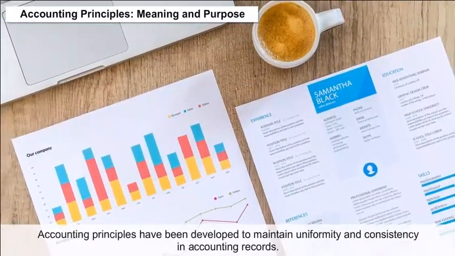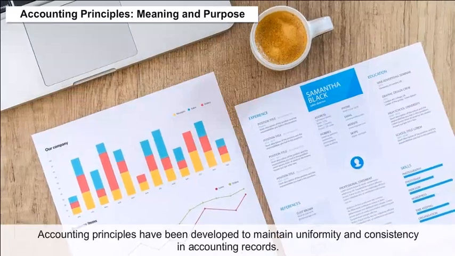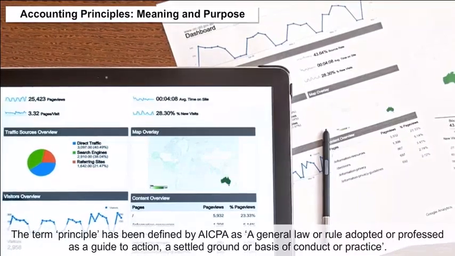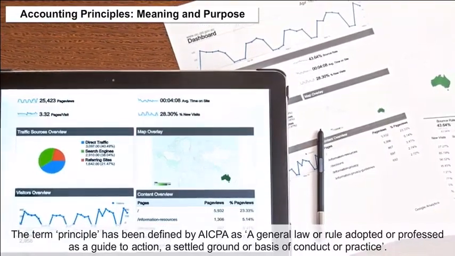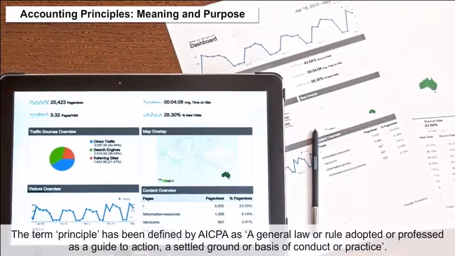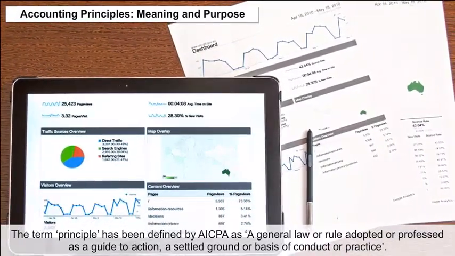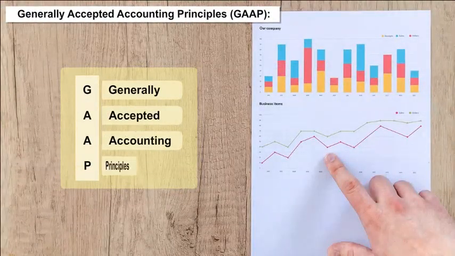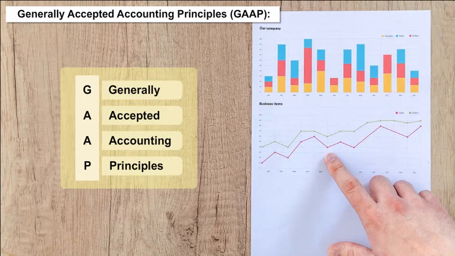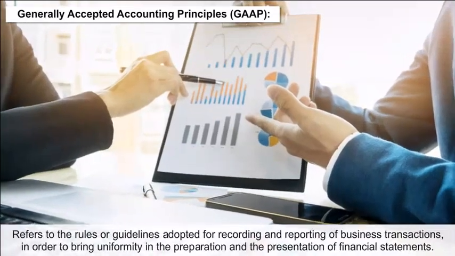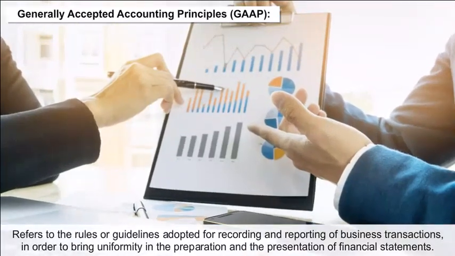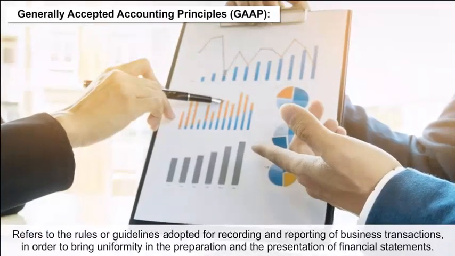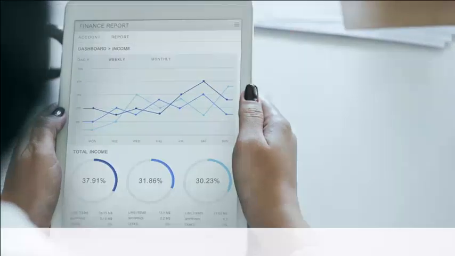Accounting principles have been developed to maintain uniformity and consistency in accounting records. The term principle has been defined by AICPA as a general law or rule adopted or professed as a guide to action, a settled ground or basis of conduct or practice. Generally accepted accounting principles, GAAP, refers to the rules or guidelines adopted for recording and reporting of business transactions in order to bring uniformity in the preparation and the presentation of financial statements.